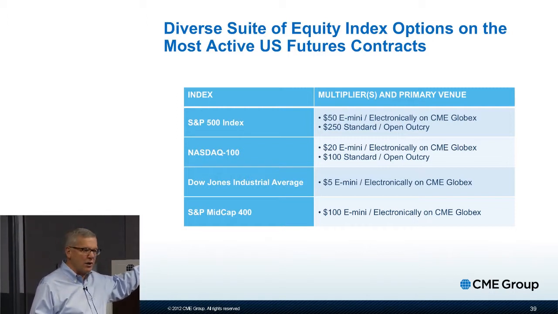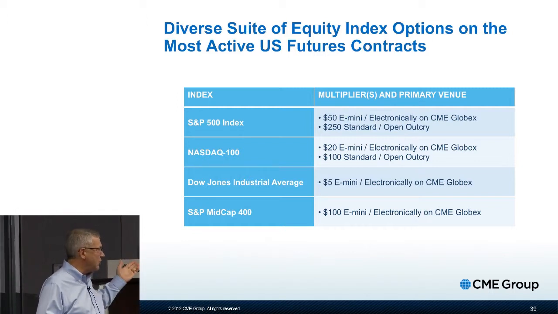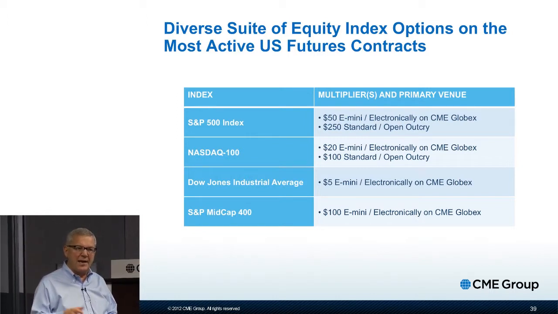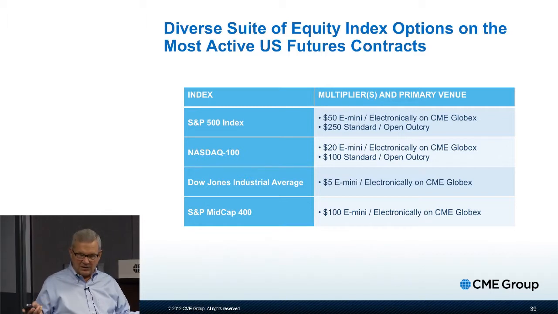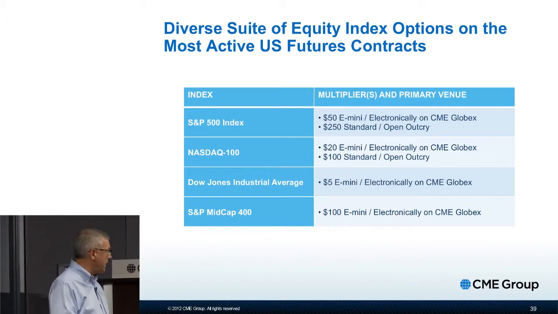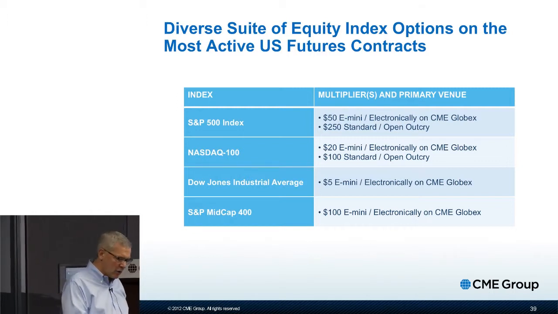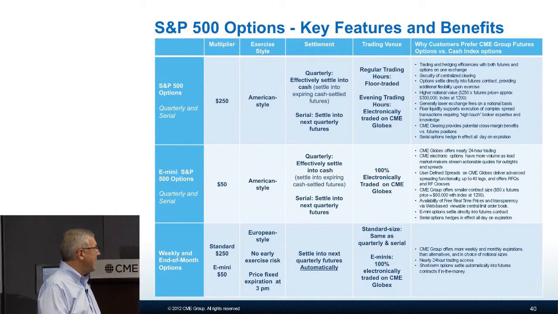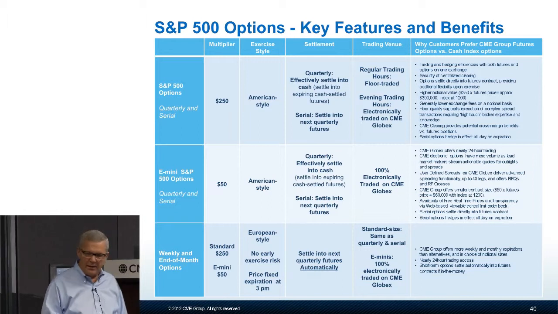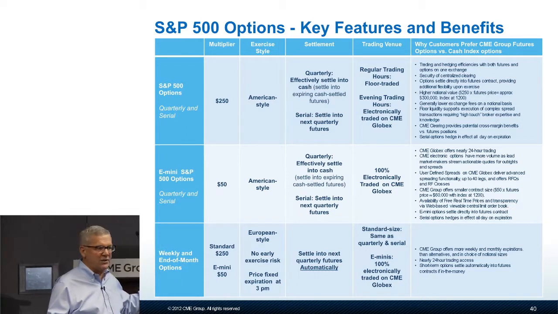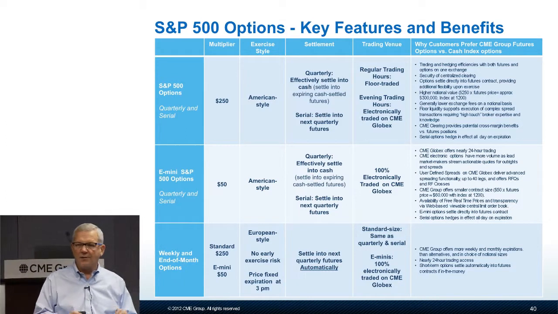The NASDAQ 100, again, two size products, a $20 and $100 multiplier. The Dow Jones products with a $5 contract on Globex and a $10 contract that is listed on the trading floor but really doesn't trade. And then the S&P Mid-Cap 400, which trades electronically on Globex, but a very tiny amount of activity. And this is hard to read from back here, but I do have a handout for everybody to take if they haven't seen it. So what we've done is take a very simple product and made it very complicated.